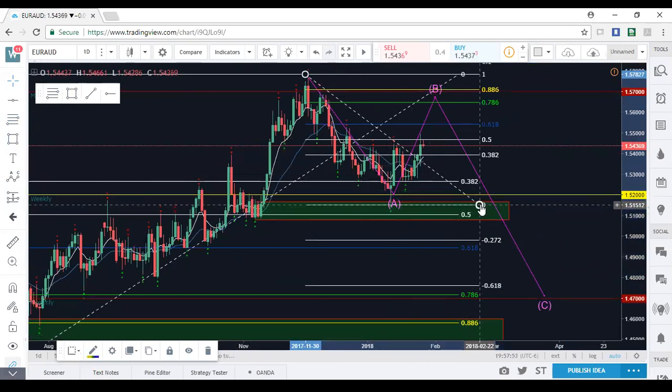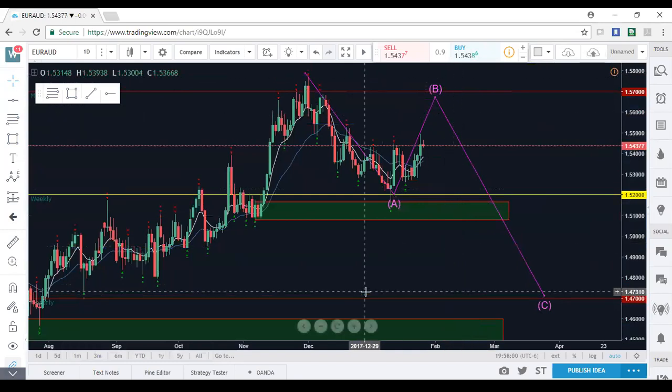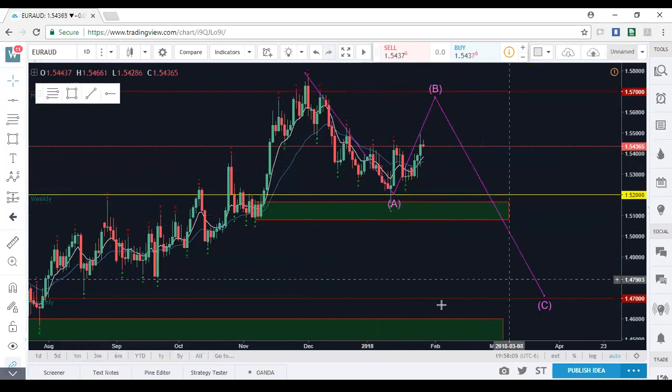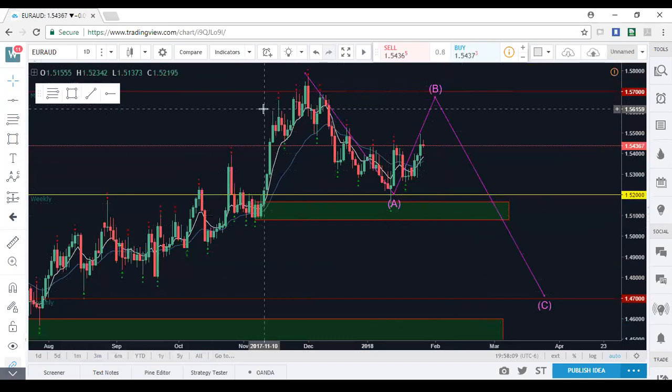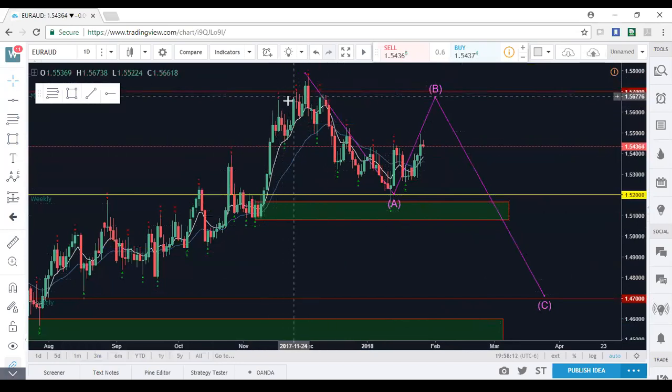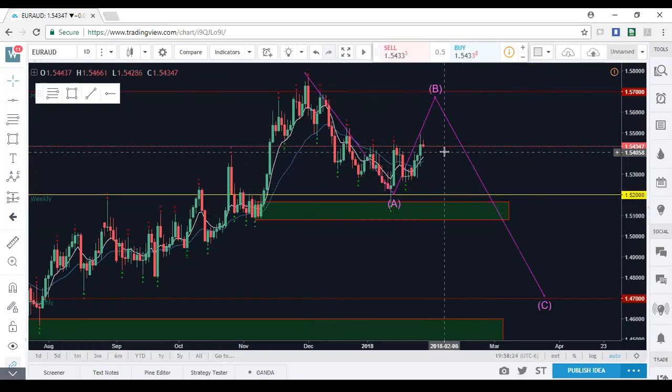Let's clean this up real quick. Boom. Okay. We'll see something like this as a bigger ABC correction. Now, here's a nice general rule of thumb, guys. Whenever price rejects at one of these monthly key levels, its next target is the weekly.